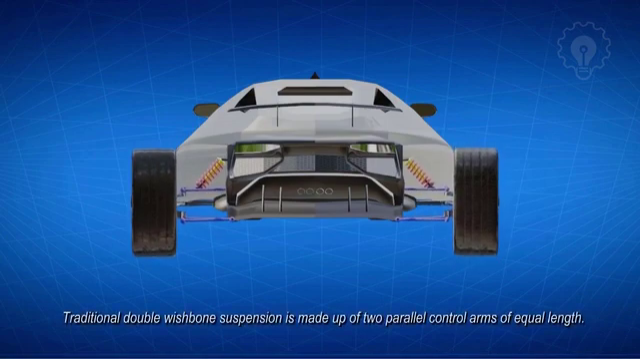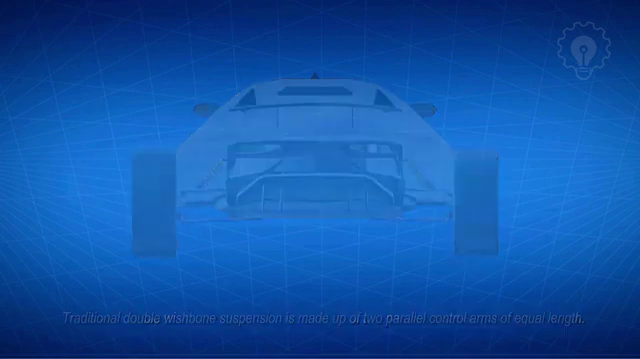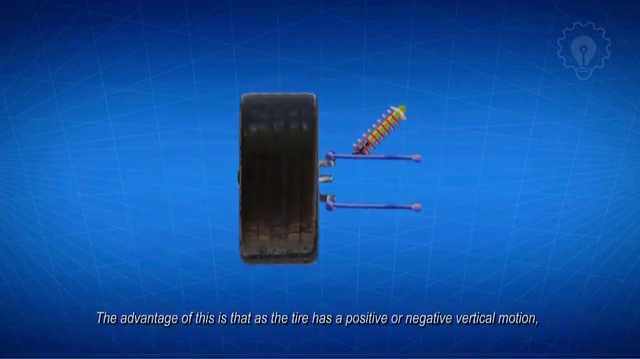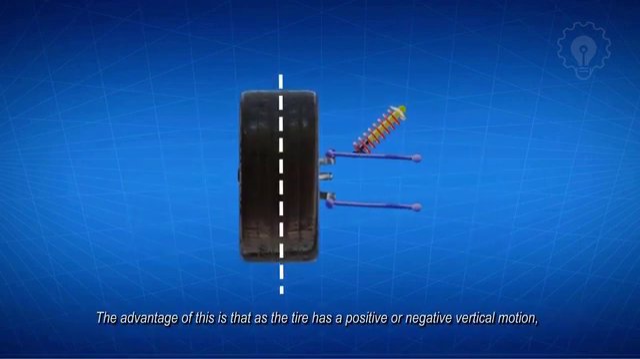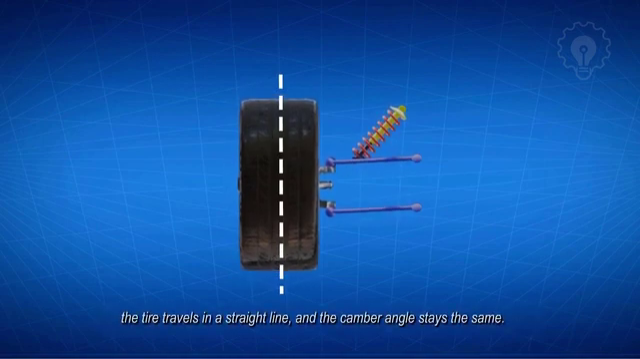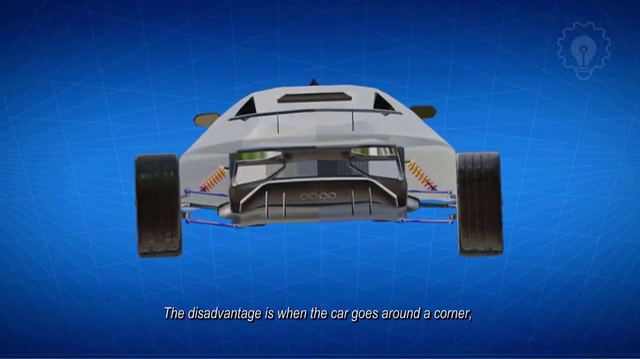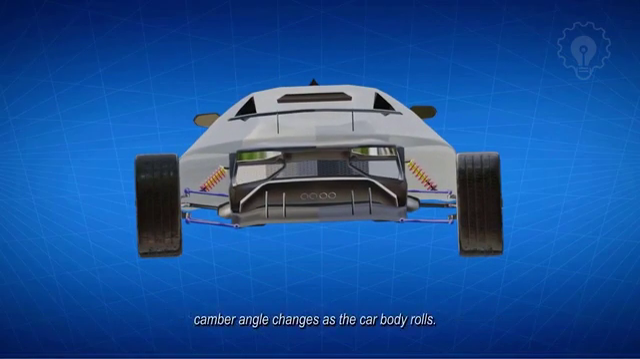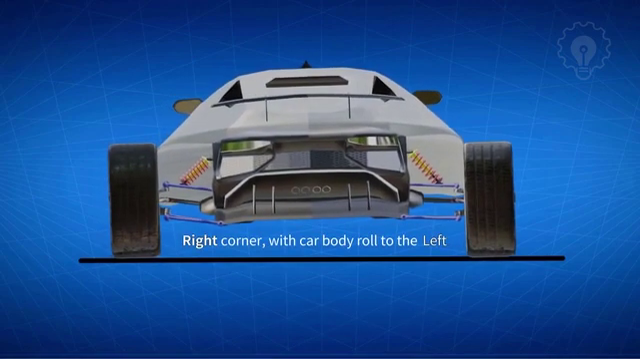Traditional double wishbone suspension is made up of two parallel control arms of equal length. The advantage of this is that, as the tire has a positive or negative vertical motion, the tire travels in a straight line, and the camber angle stays the same. The disadvantage is when the car goes around a corner, that camber angle changes as the car body rolls. Let's look at the camber when the car goes around a corner.